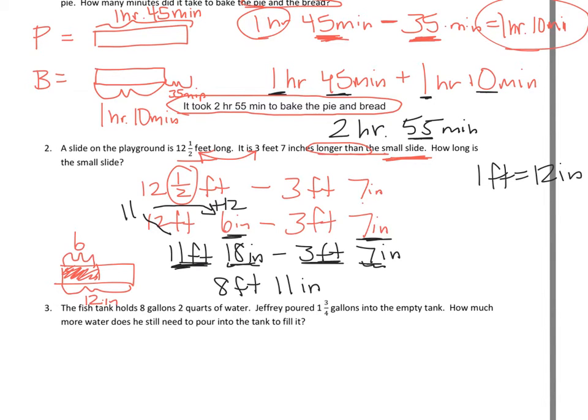So 8 feet 11 inches is the length of the smaller slide. And there's my answer statement right there, off to the side. The smaller slide is 8 feet 11 inches long. Let's take a look at page 2.